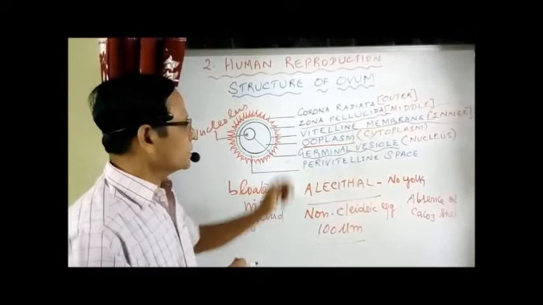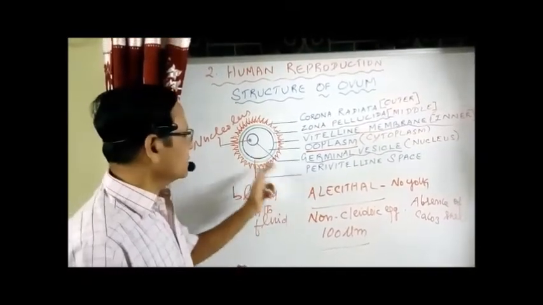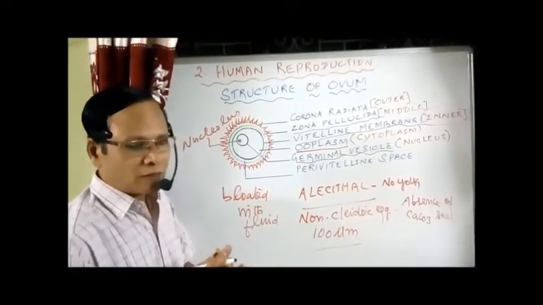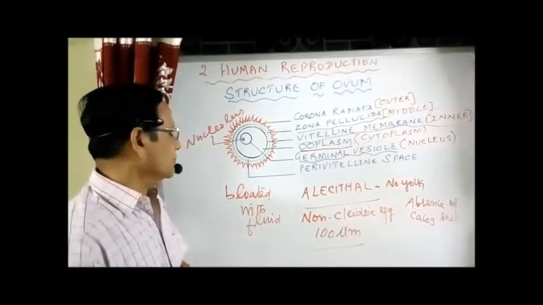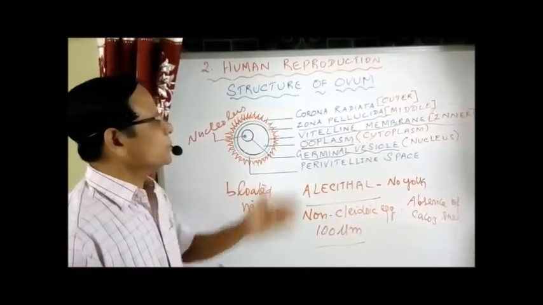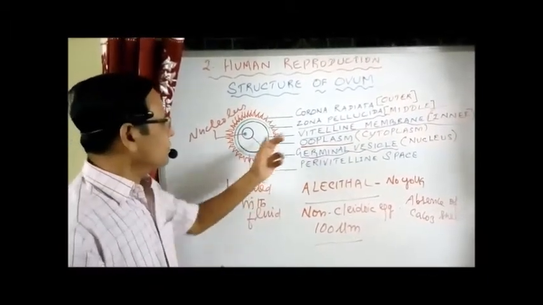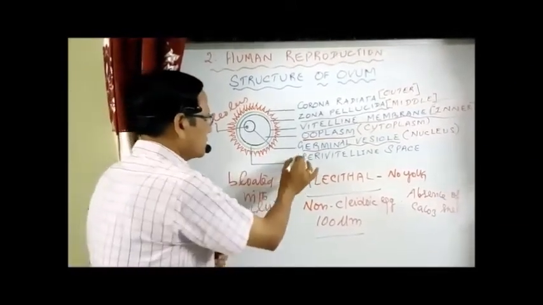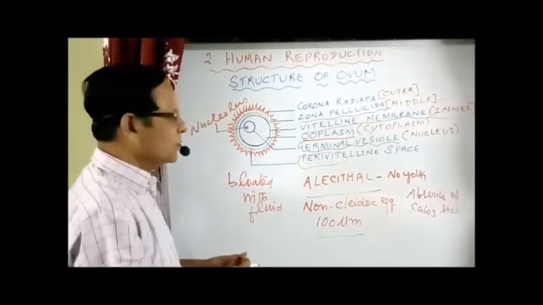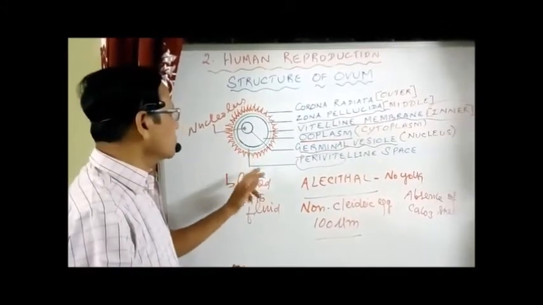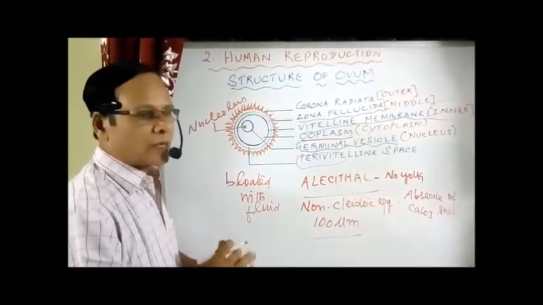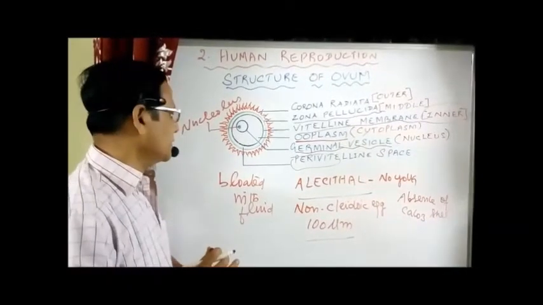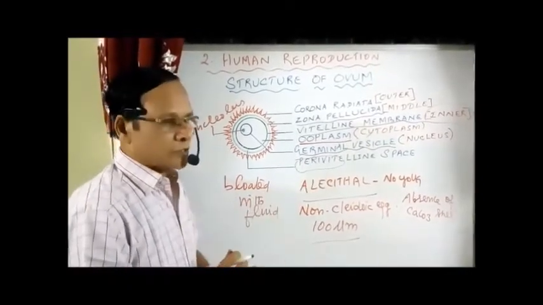Along with that you have the cytoplasm, the ovoplasm, then the nucleus, the germinal vesicle, which is vesicular, having more fluid. Then between the zona pellucida and the vitelline membrane, you see there is a space. This space is called the perivitelline space, a space present between the inner vitelline membrane and the middle zona pellucida. This is what is called the perivitelline space.